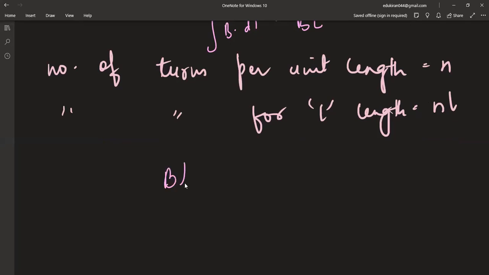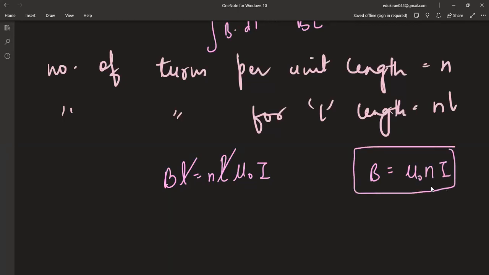So BL is equal to mu naught I, but this is just for one turn. For length L we have nL turns, right? So what will happen? The length will be cancelled. B is equal to mu naught n I. This is the formula. Now be careful with this. n is not the number of turns. This is the number of turns per unit length.